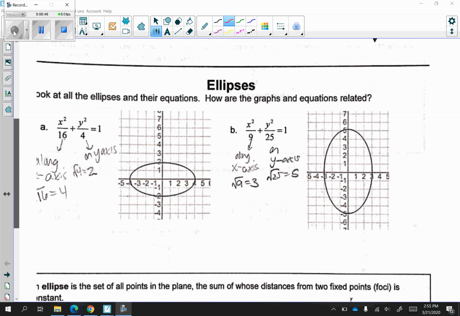Today we're going to focus on the graph of an ellipse and how we would write the function. So let's take a look at all of the ellipses and write their equations. How are the graphs and equations related?